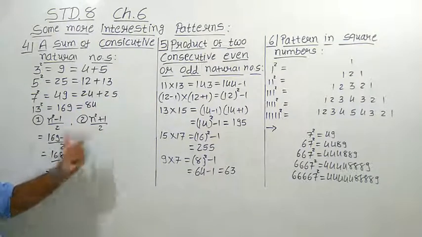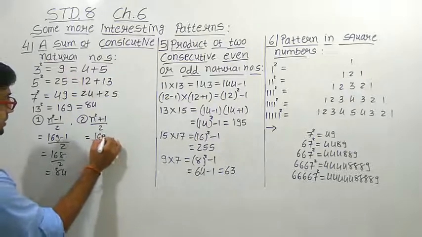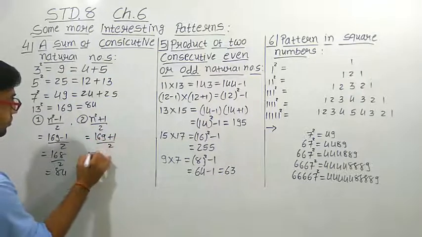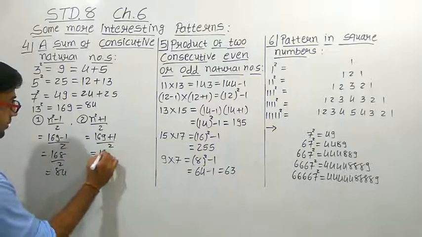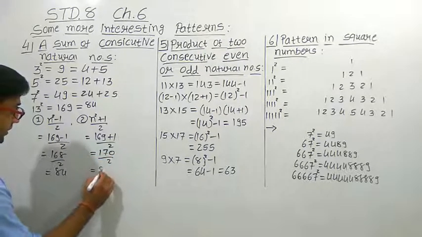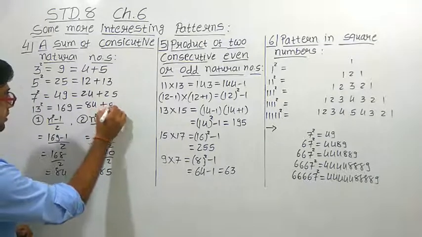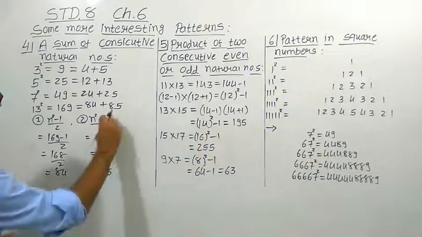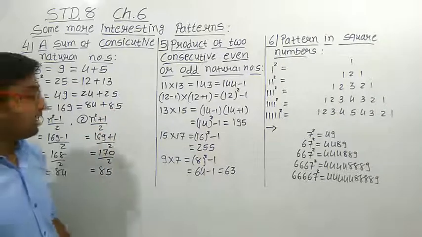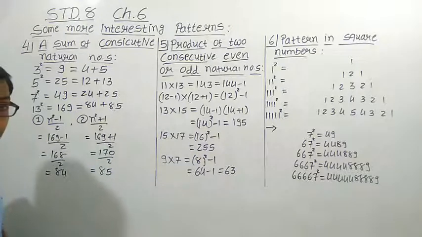How can we calculate the second number? By putting the value here. n squared is 169, plus 1 upon 2. 169 plus 1 is 170 upon 2, and 170 upon 2 means 85. Right? So the two consecutive numbers we get are 84 and 85. This is the method by which we can calculate the two consecutive numbers.